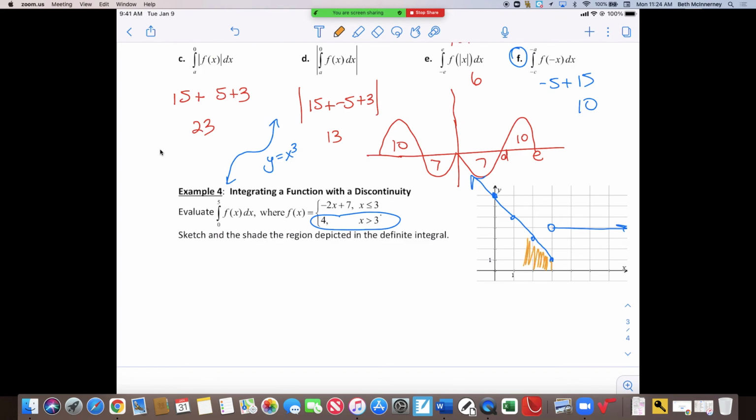So I have two regions. One is a trapezoid, and the other one is a rectangle. What's really awesome is even though I have a discontinuity, we can apply the meaning of a definite integral here because I have defined regions. So my integral from 0 to 5 of f of x dx would equal, I'm going to do a trapezoid. The height is 3. My parallel bases are 1 plus 7. And then I have 4 by 2.